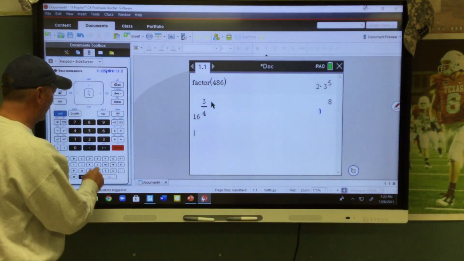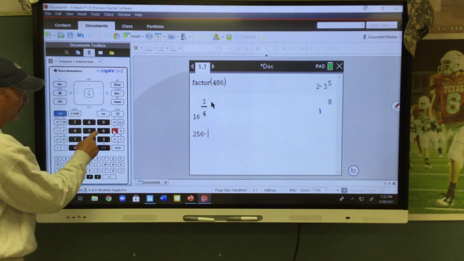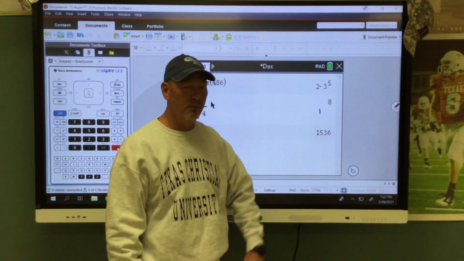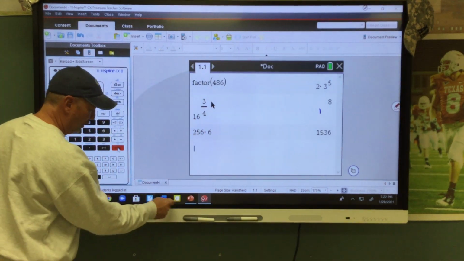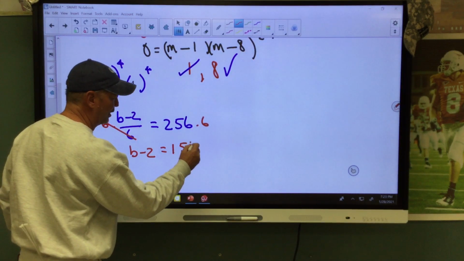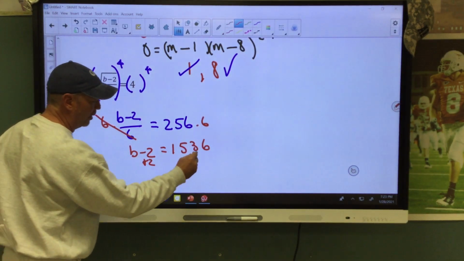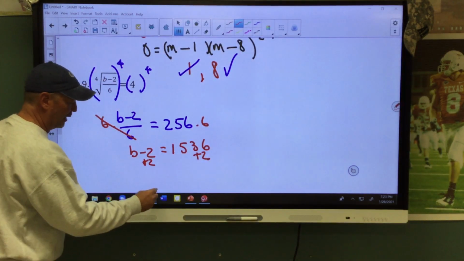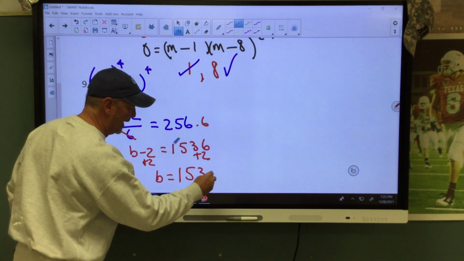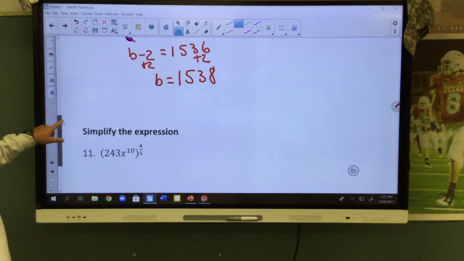No. And I'm going to go 256 times 6. And that gives me 1,536. So I go back and I say this equals 1,536. I need to move the 2, so I go plus 2, plus 2. That's going to give me b equals 1,538. There's my answer, 1,538.